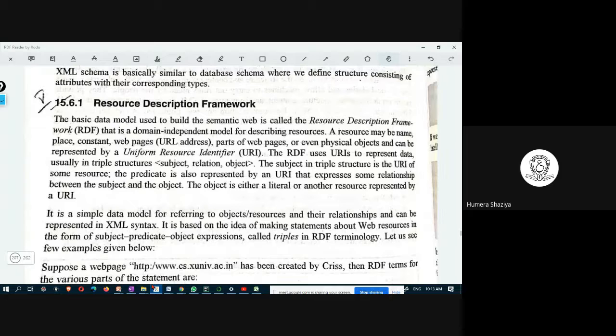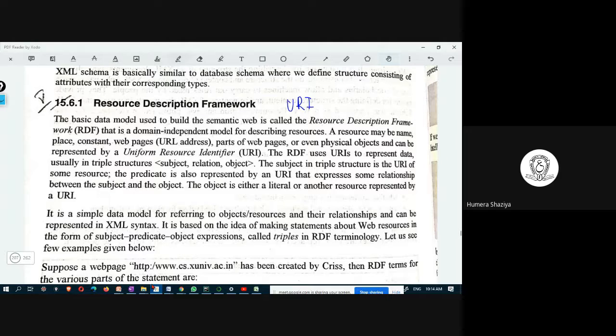Second kind of semantic web includes resource description framework. What is resource description framework and what is the need of this? It is primarily used to describe the uniform resource identifiers. It is about having an identifier for every resource that is available on the internet through URI.